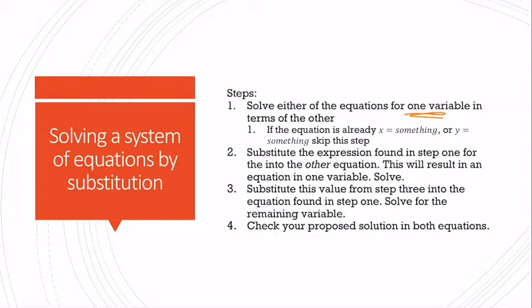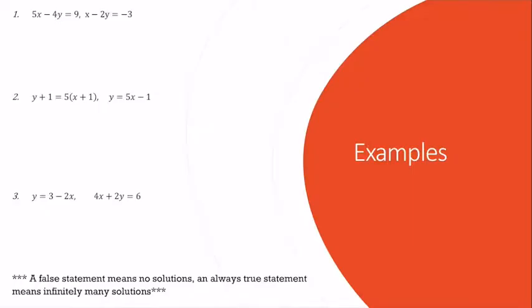Then we're going to substitute the expression that we found into the other equation and solve. This will give us the value for one variable, and then we can substitute back in again and solve for the remaining variable. And then of course you always want to check your solution. So let's go through an example of this.